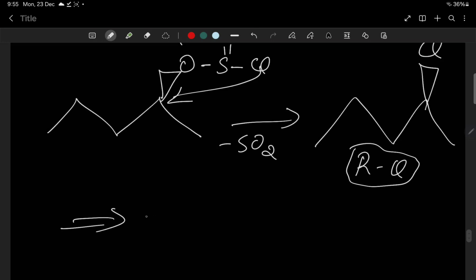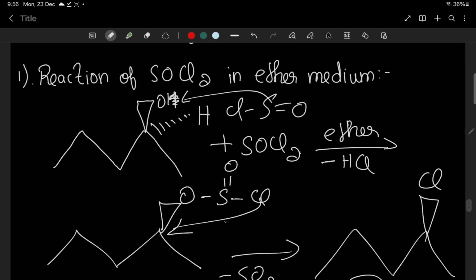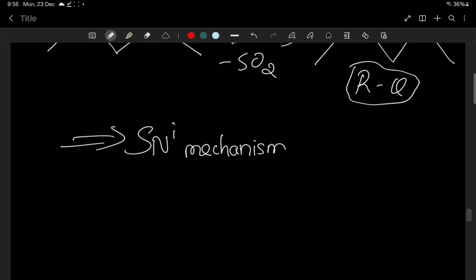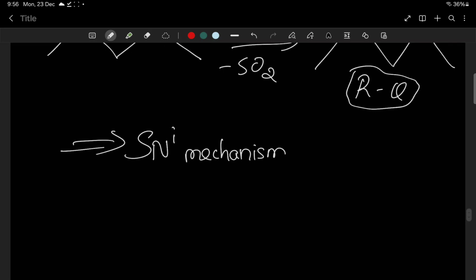And this mechanism's name is important. It is called the SNi mechanism, meaning nucleophilic substitution, internal return. Internal return means, look, all the reaction happening here is internal. Here Cl is coming here, going here, everything happening is inside the molecule. Internal reaction, internal return. That way this mechanism is called SNi mechanism. And when we use ether medium, we have the SNi mechanism in Darzen's process.